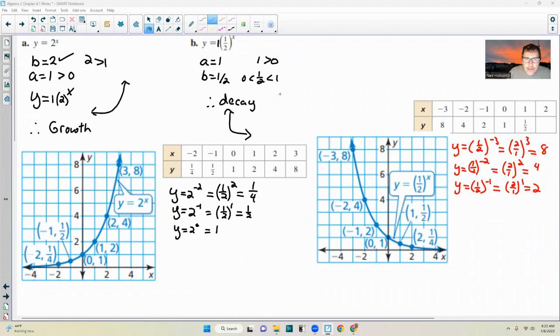Okay, so here it is better drawn. So we have the points (-3, 8), (-2, 4), (-1, 2), the point (0, 1), the point (1, 1/2), and the point (2, 1/4). And we label the graph as y equals (1/2) to the x, the actual function. Make sure you label your y and your x-axis. So that is a completed graph. As x gets bigger, as x gets closer and closer to infinity, this gets closer and closer to 0, but never reaches it. That's called a horizontal asymptote.